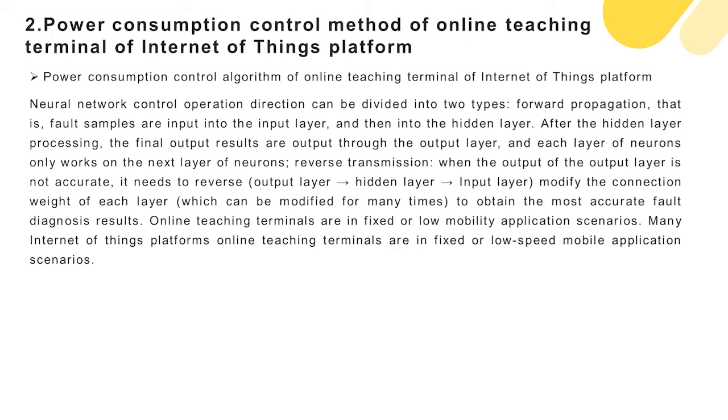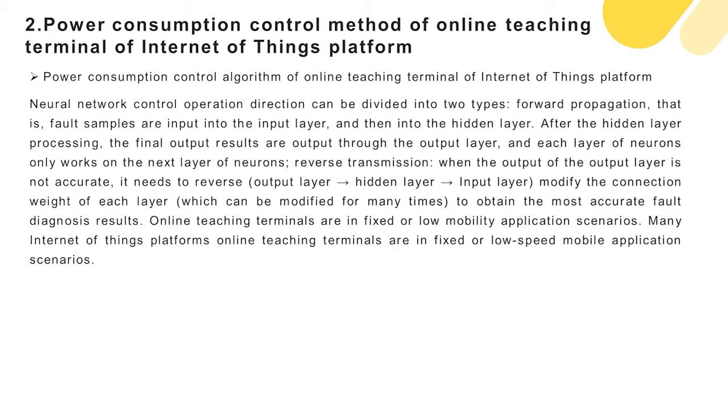Reverse transmission: when the output of the output layer is not accurate, it is necessary to reverse through the output layer, hidden layer, and input layer, and modify the connection weight of each layer. This can be modified many times to obtain the most accurate fault diagnosis results.